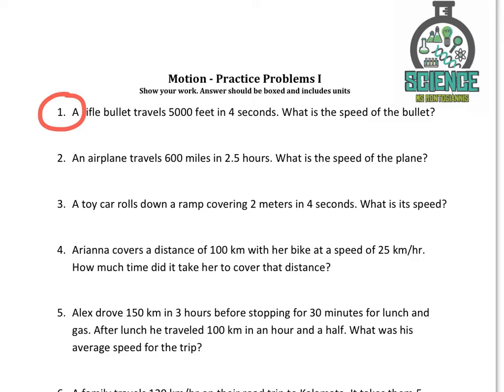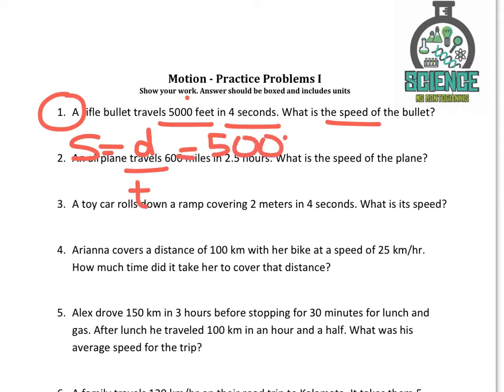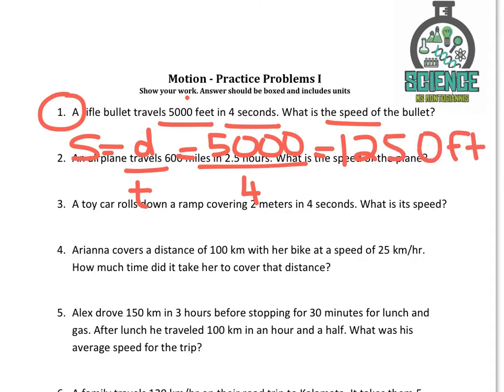Okay, a rifle bullet travels 5,000 feet in 4 seconds, and what's the speed? So this is a pretty straightforward one. We use our formula. Remember to always show your work. So our distance here is 5,000, and we divide by the time, which is 4 seconds. And that gives us 1,250 feet per second. Always remember to show your work, and always remember to have your answer with your units. Okay, box your answer so that it's clear.